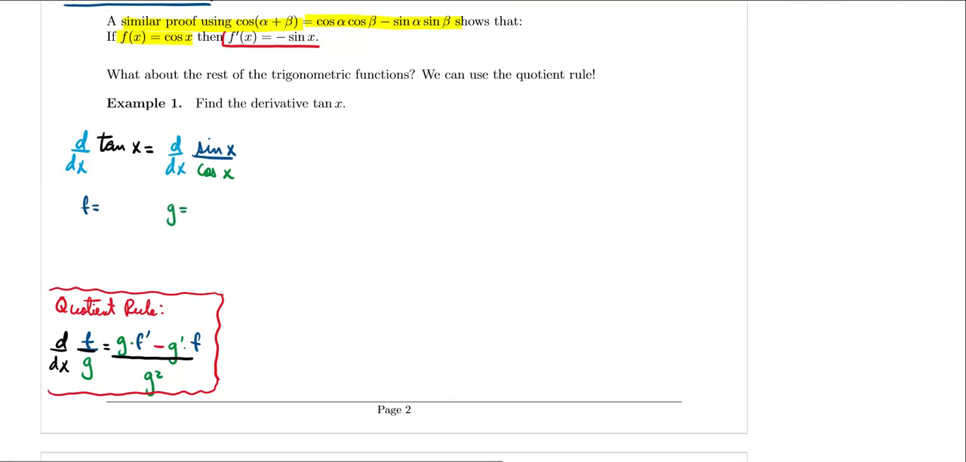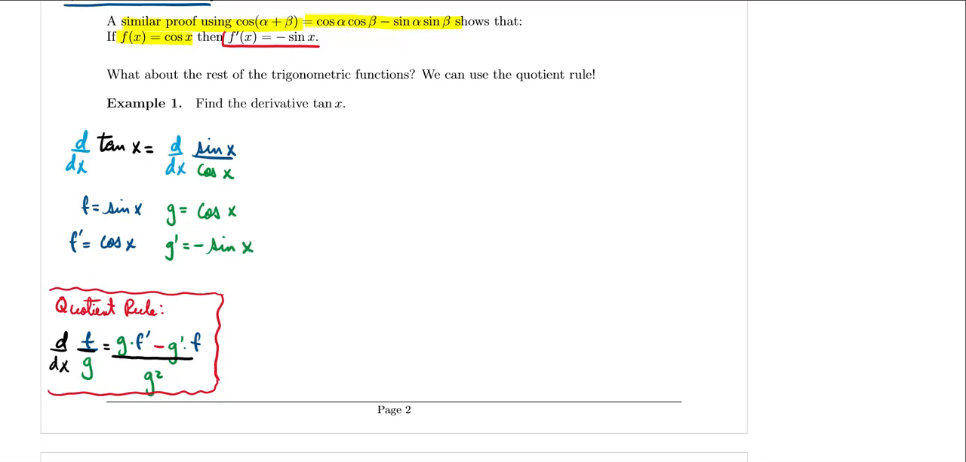Well, for this problem, our numerator is the sine of x, so what would be f prime here? Well, as we just saw, the derivative of the sine is a cosine of x. Now, our denominator here is the cosine of x. So what is g prime? The derivative of the cosine. And as we just saw, this one here is a negative sine of x.